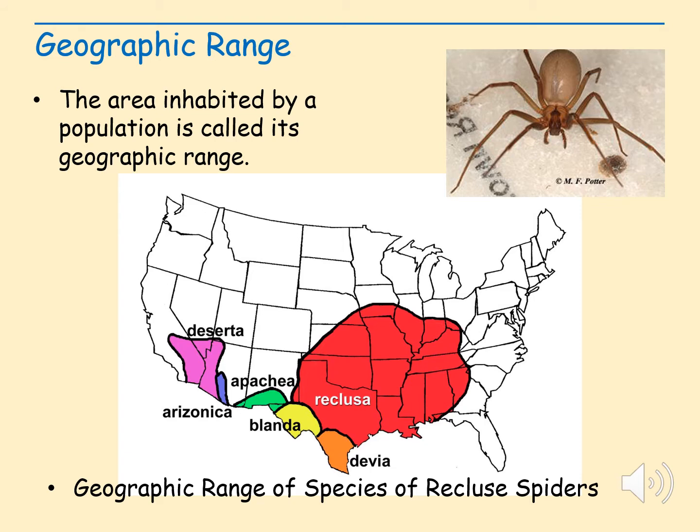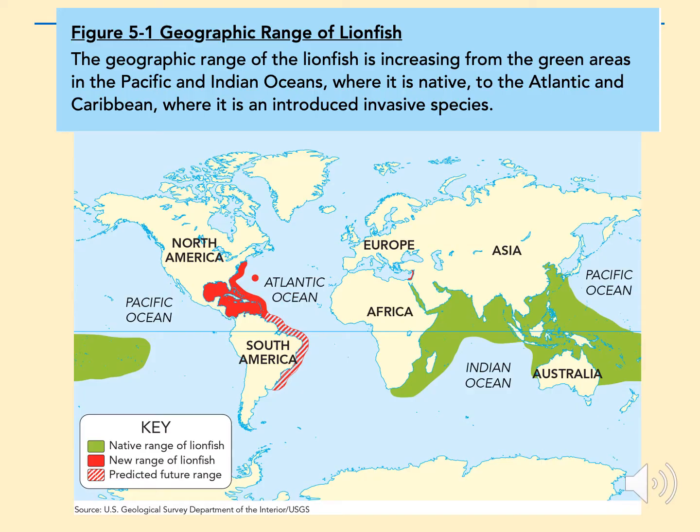Notice that the brown recluse spider is limited to only the southern and midwestern parts of the United States. The geographic range of the lionfish is increasing from the green areas in the Pacific and Indian Oceans, where it is native, to the Atlantic and Caribbean, where it is an introduced invasive species.